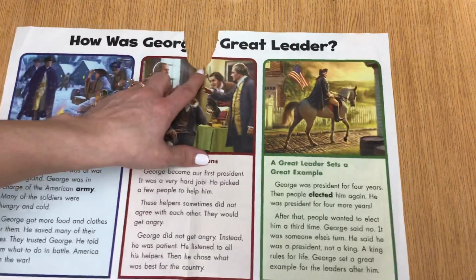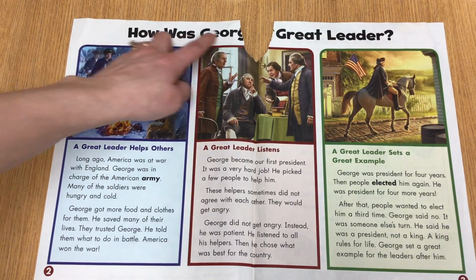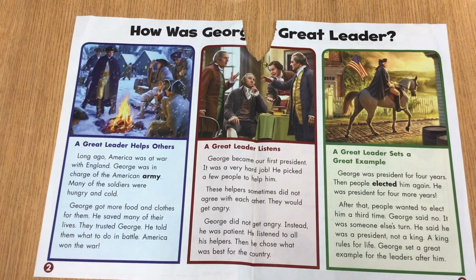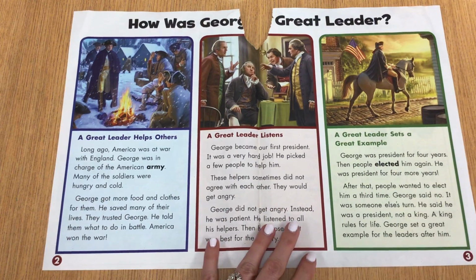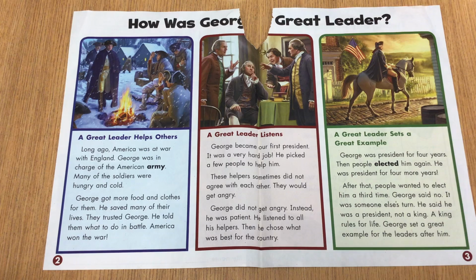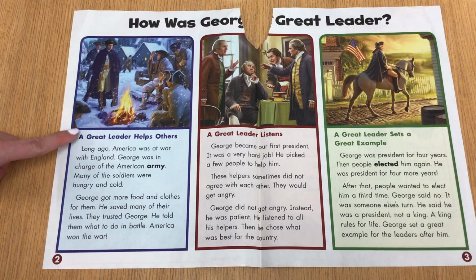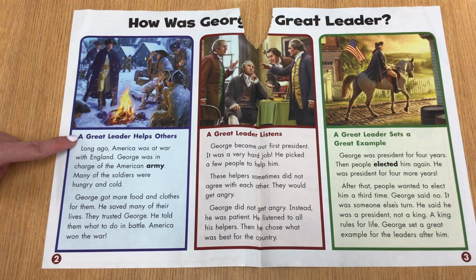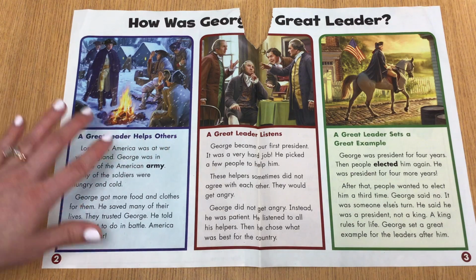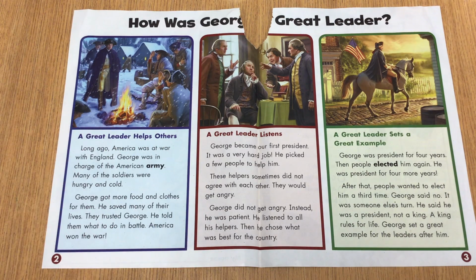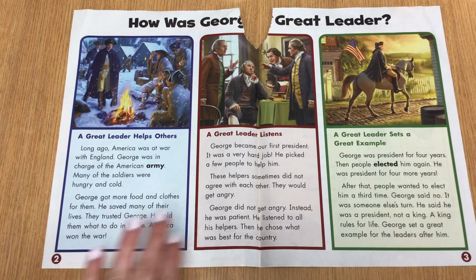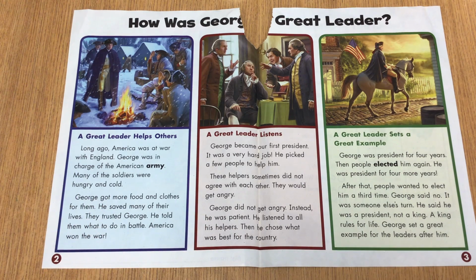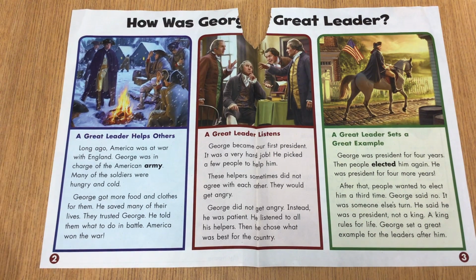And I accidentally tore a little bit of this off, but it says, how was George a great leader? So how was he a great leader? It says, a great leader helps others. So we're going to be reading, every single one of these boxes has a heading. Remember, the heading is the big, bold title above a paragraph or a set of words. And each one of these boxes is going to tell us what a great leader does. So this one says, a great leader helps others.